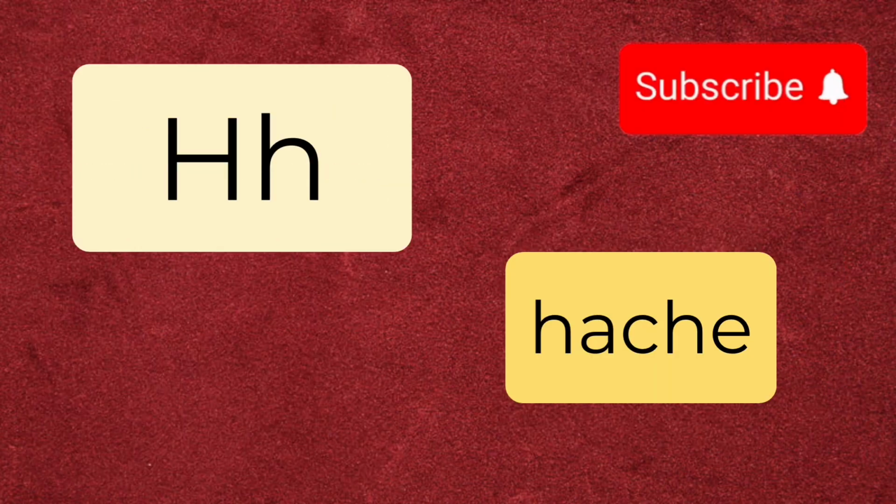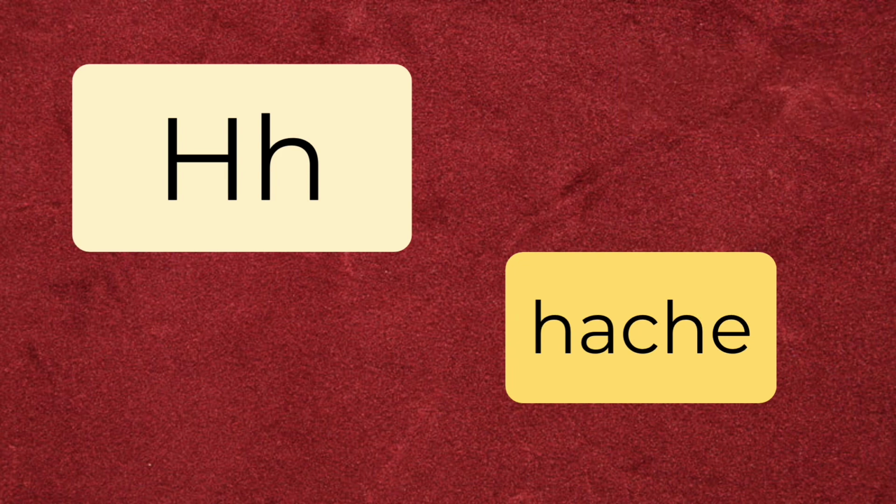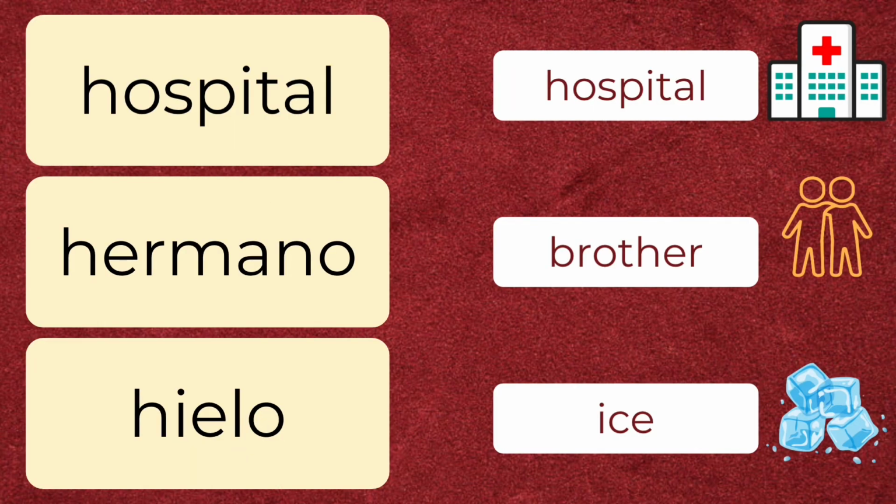Letter H is called H, and in Spanish, the H is silent. You don't pronounce it. For example, hospital, hermano, hielo.